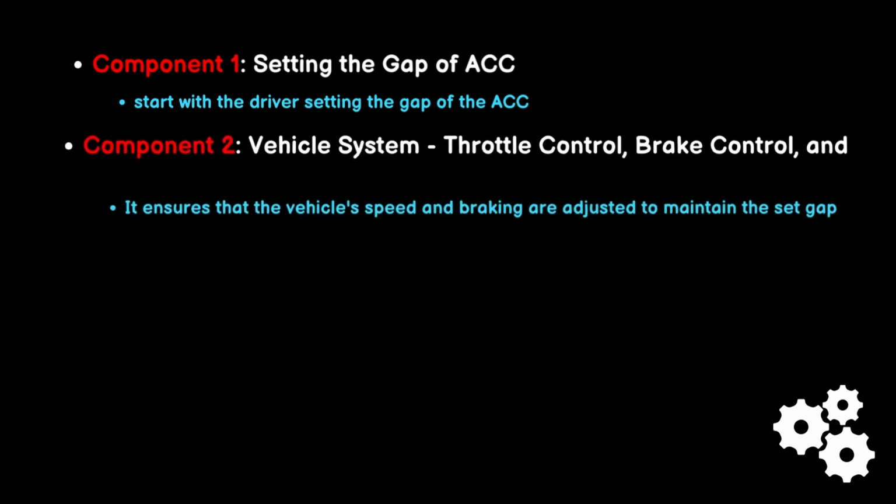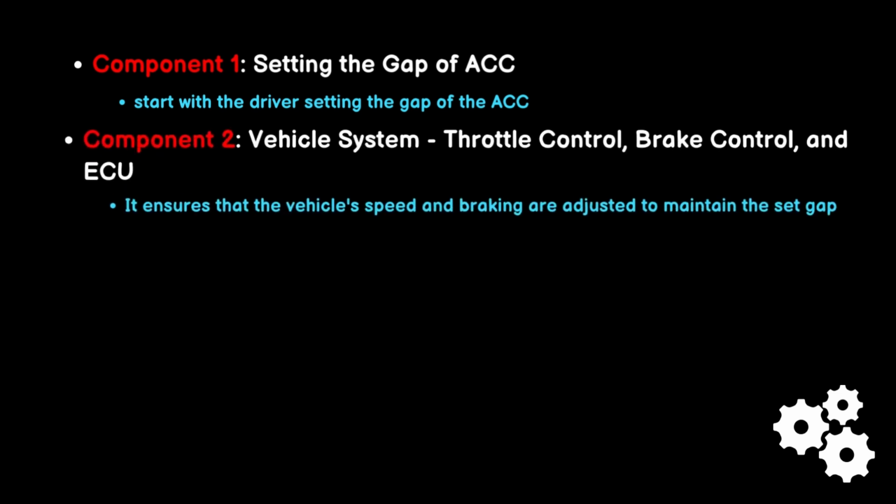The next block in the vehicle system is the throttle control, brake control, and the ECU. The ECU is the brain of the vehicle control system, responsible for processing inputs and controlling the throttle and brake based on the ACC settings. It ensures that the vehicle speed and braking are adjusted to maintain a set gap.